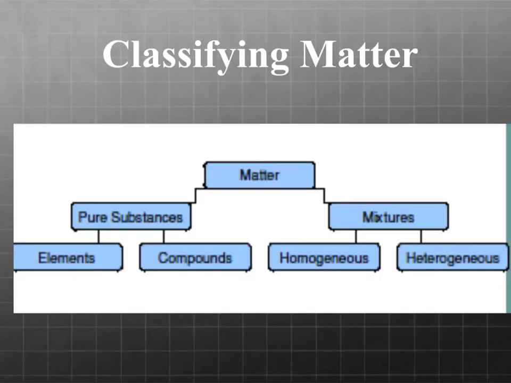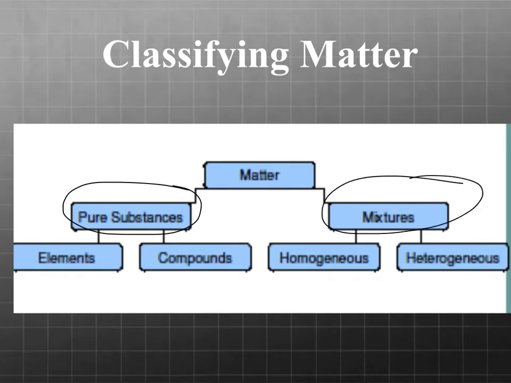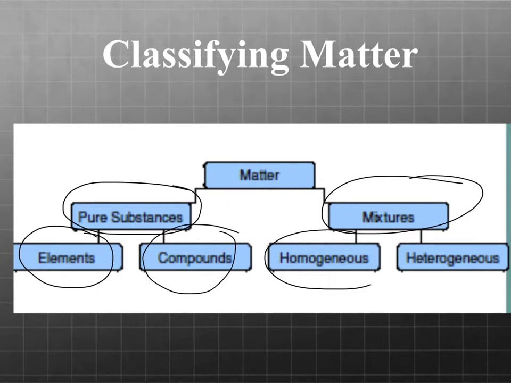Okay, today we're going to be talking about classifying matter. So we're going to put matter into different categories. Matter can be divided up into a pure substance or a mixture. A pure substance will either categorize into the individual elements or they are combined into compounds. Mixtures can either be a homogeneous mixture or a heterogeneous mixture. And we'll talk about each one of these.